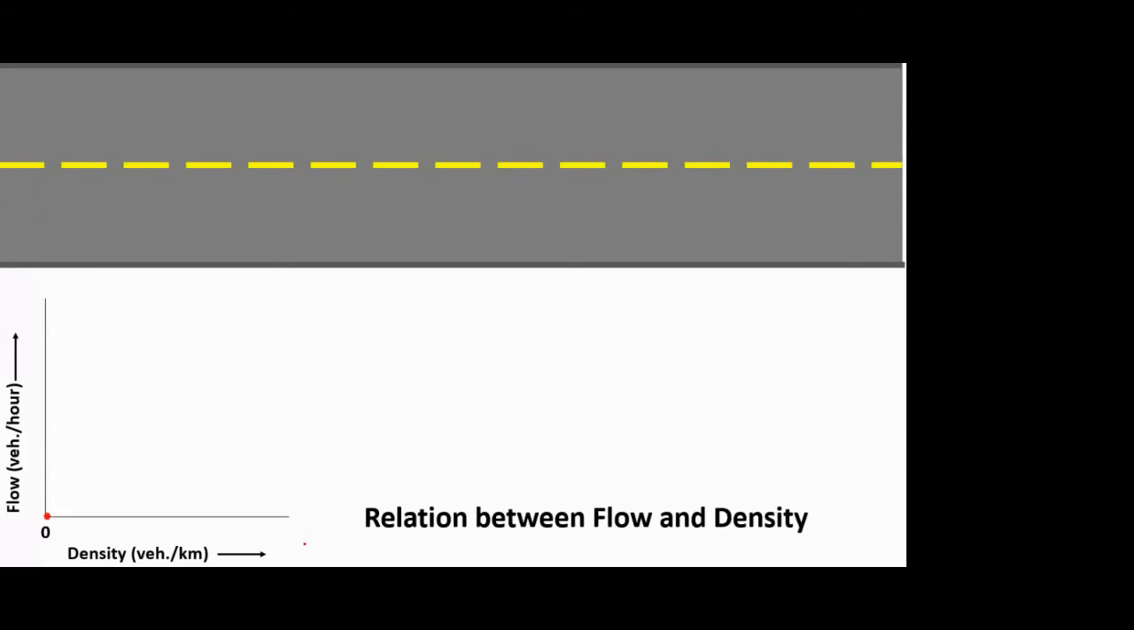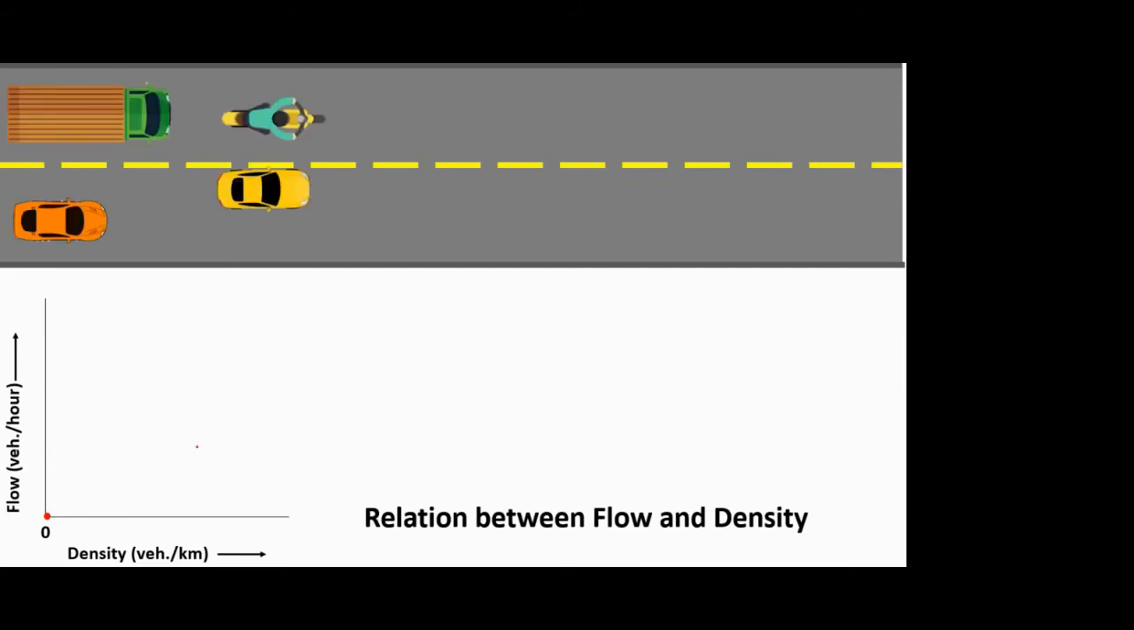The same practice will go on, that when the road is empty, there is no vehicle on the road. So obviously the first point you will get is at the origin itself. If the origin starts at 0, as there is no vehicle, density is 0 because 0 vehicles per kilometer, and flow is also 0 because no vehicle is passing any particular point we are considering. So that's why it starts from 0.